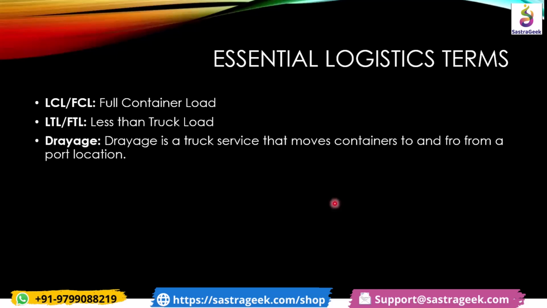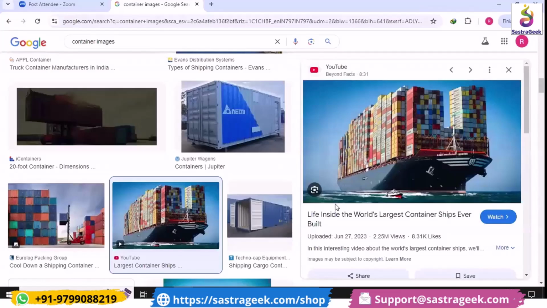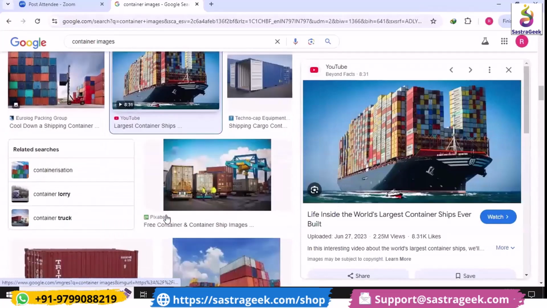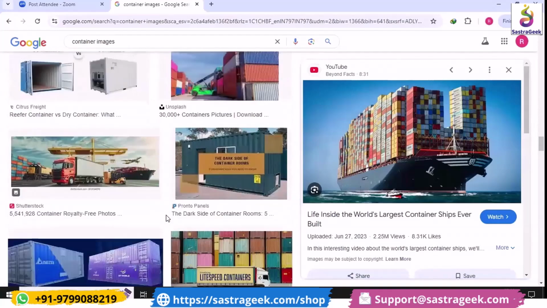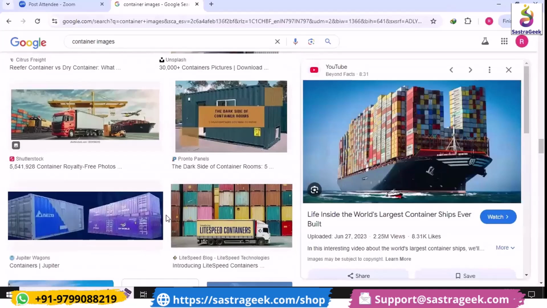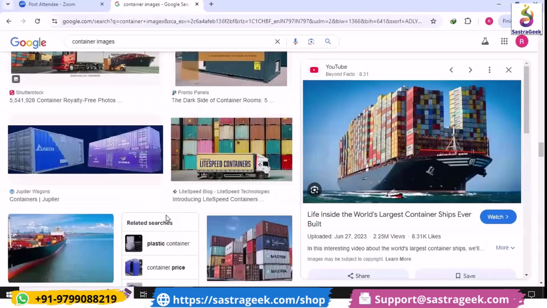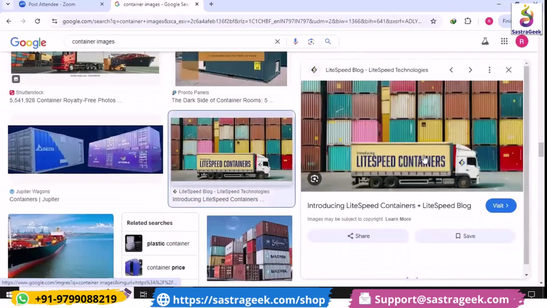Have you heard of anything called drayage? This is a very unique word. You might not have heard it. Generally, drayage is a trucking service. Generally you see such kind of truck.